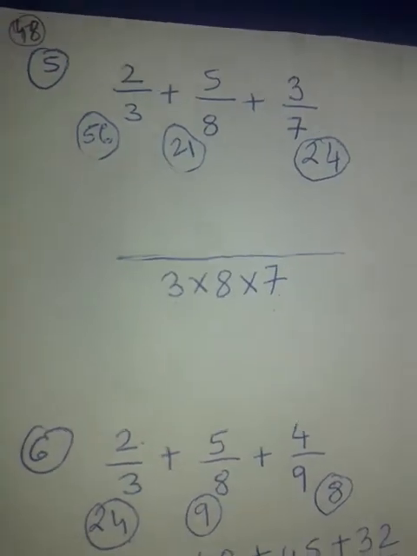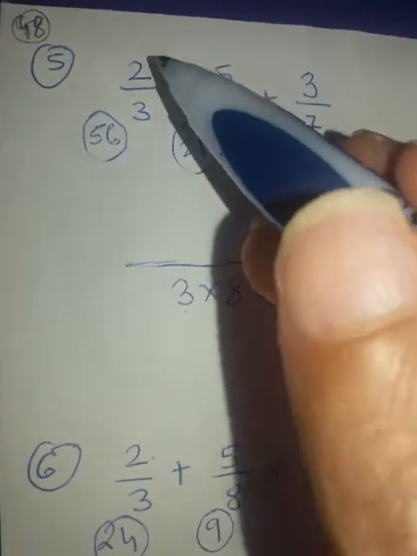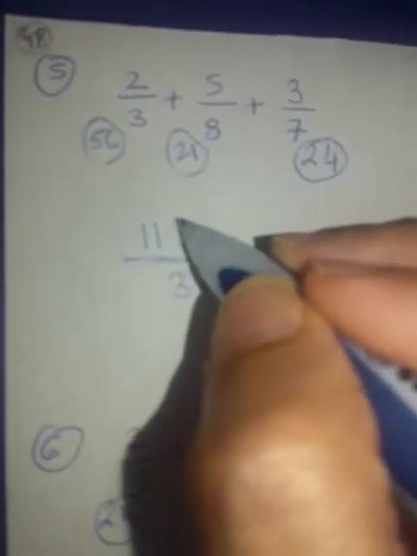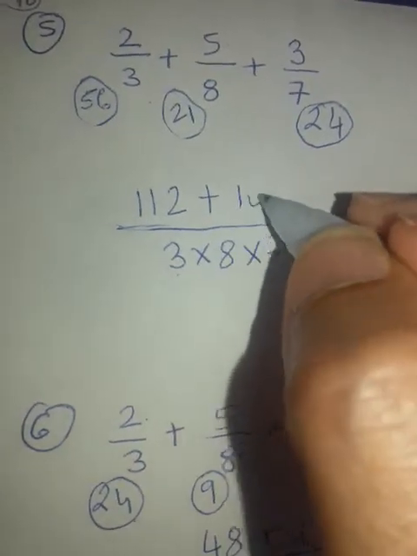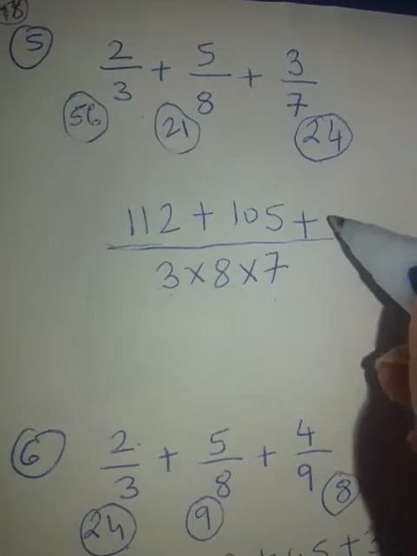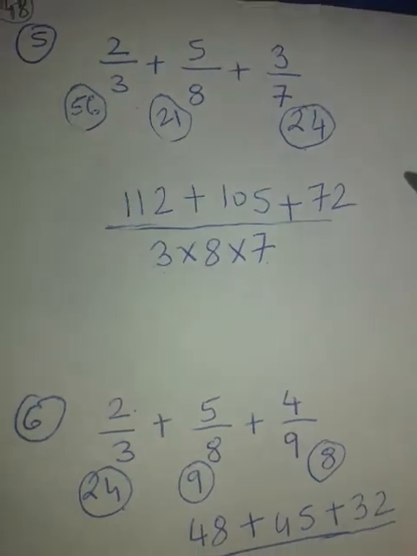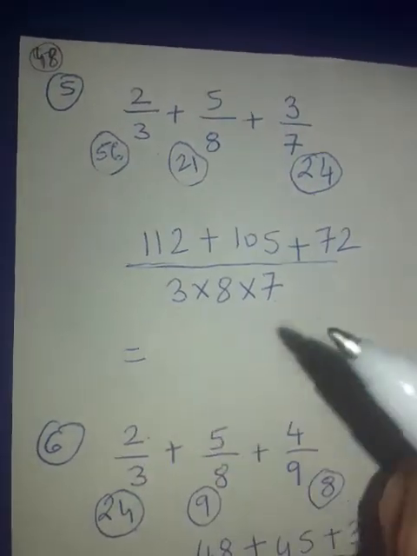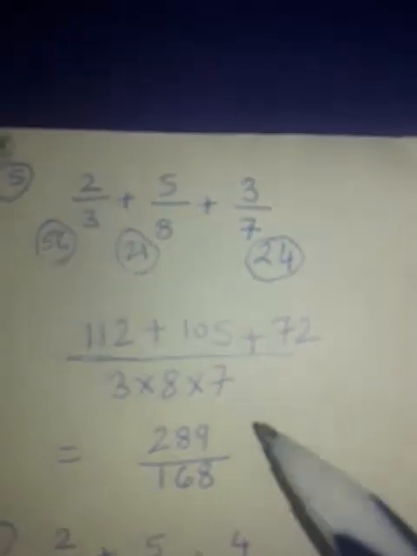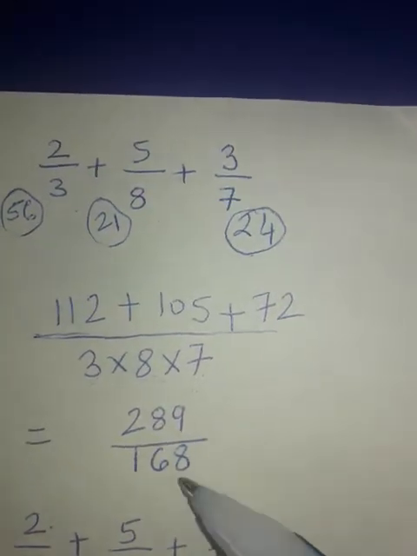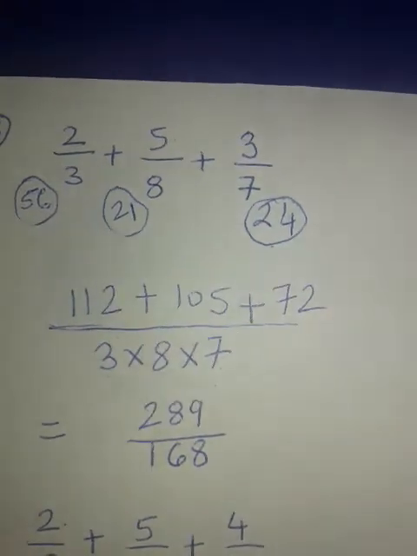You got the meaning? Now 56 2s is 112. 21 5s is 105. 24 3s is 72. So when I finally calculate, my answer comes out to this. I've taken the sum and taken the product.